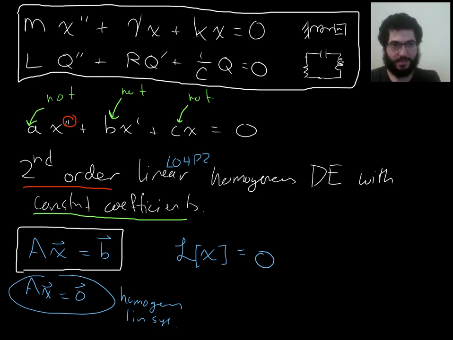Oh, I'm sorry, there's a typo here. This should be x prime. So it's interesting to look more deeply at what's getting related. Apparently K, the spring stiffness, is a lot like 1 over the capacitance. Apparently gamma, the damping coefficient, how strong the friction in the spring is, is similar to resistance in the circuit. And apparently mass is similar to inductance of the inductor.